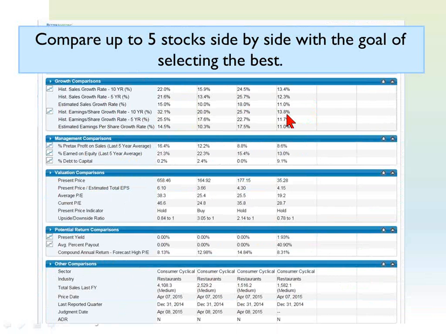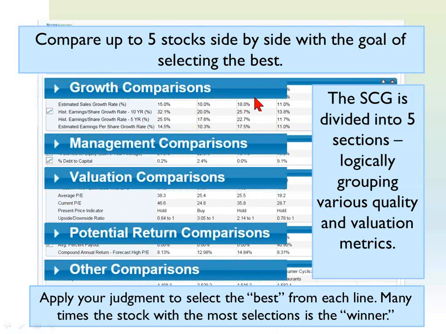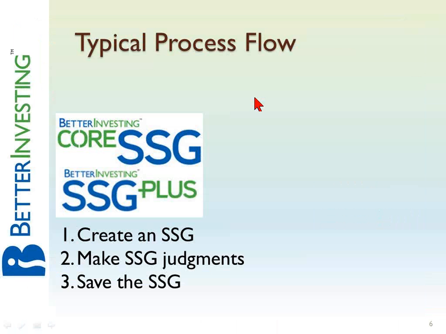And then when we get into the tool, basically, you're looking at 5 different areas, and they are logically grouped into growth comparisons, management comparisons, valuation, potential return, and other. And the general idea is that you work your way through the tool, selecting the best from each line. Now that's kind of a fuzzy concept, but I'll explain as we go, and the detail is in that other webinar. Many times the stock that has the most selections, and we have a little counter, ends up being the winner. There's a couple different ways to look at it, but that's the general gist of it.